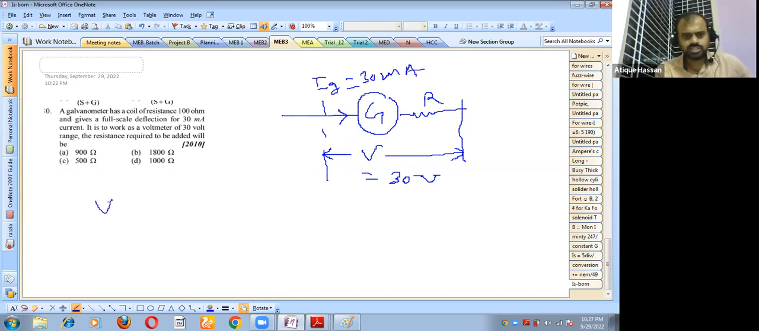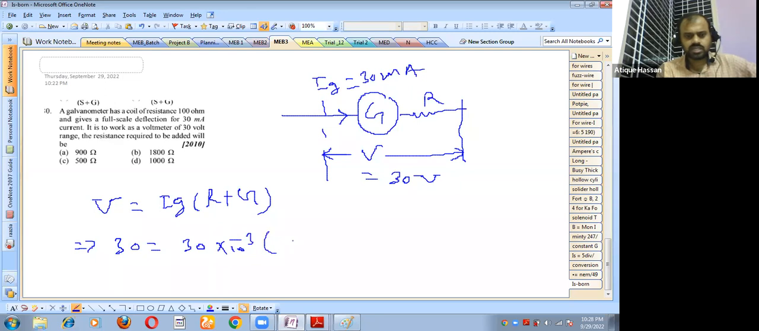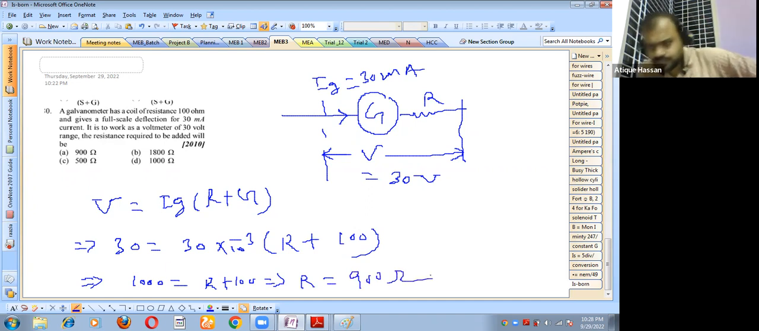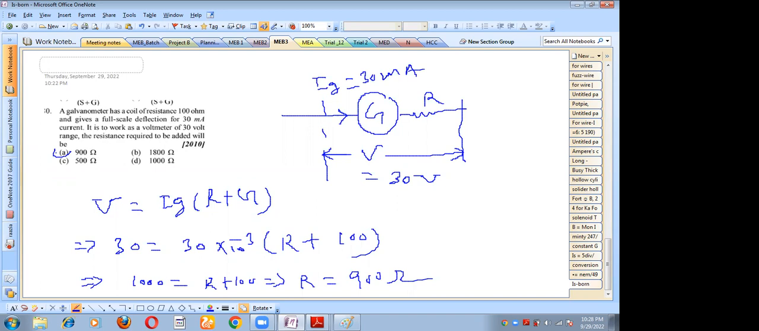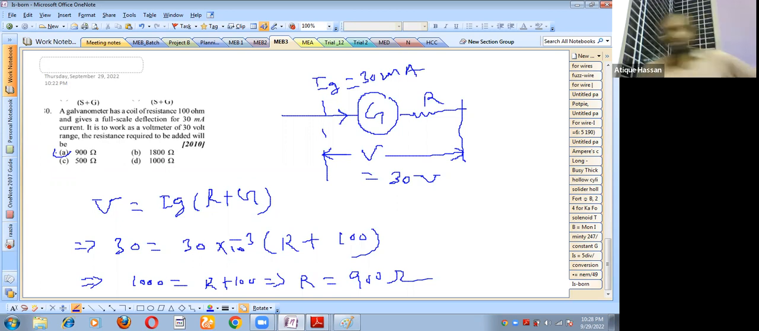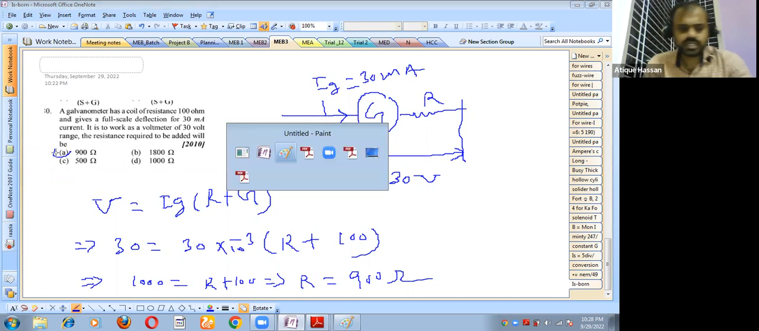So now our job is easy. V is equal to IG into R plus G. V is given as 30 volt and IG is given as 30 into 10 to the power minus 3. R we have to calculate, and G is given as 100. So from here we get 1000 equal to R plus 100. So R will be equal to 900. Understood it? That will be 900. Got it? Yes. So this is how we should do questions based on sensitivity, conversion of galvanometer into voltmeter and ammeter.